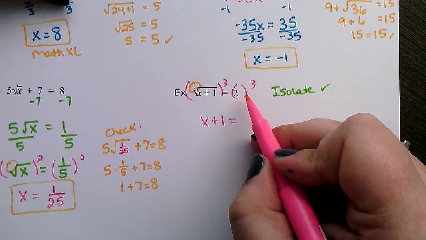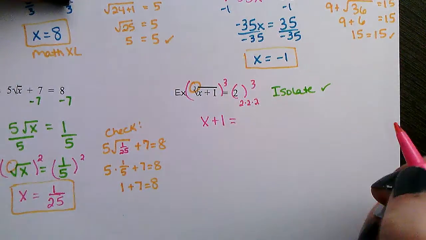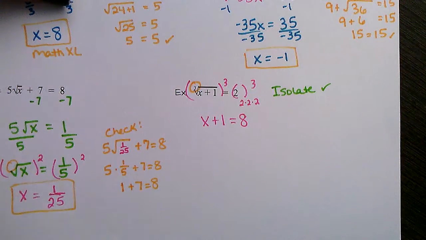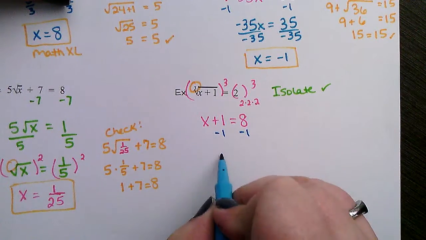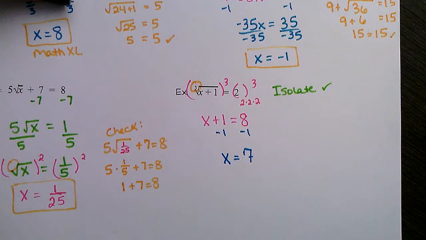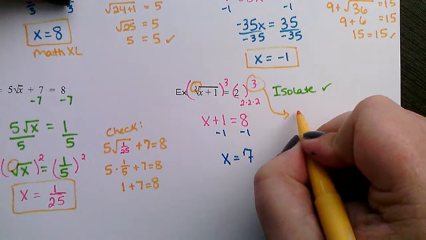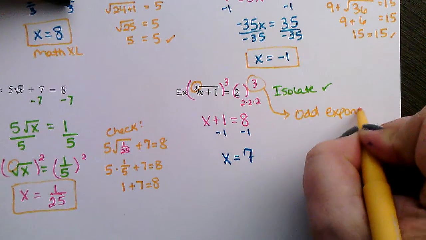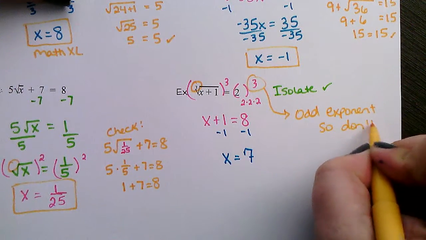Now this side says 2 to the third. What that means is 2 times 2 times 2, which gives me 8. The last thing we do after the radical has been canceled is solve for x. So x equals 7. Now, do we need to check this one? Well, we look at the power. This is an odd power or exponent, so we don't need to check it.